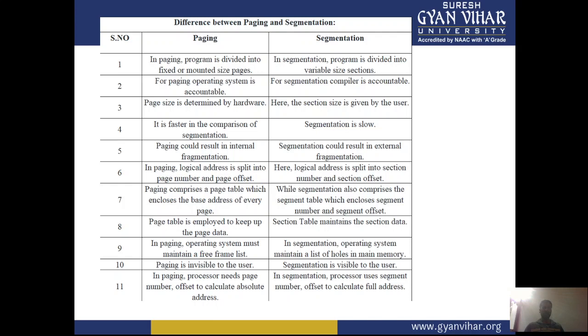In paging, the operating system must maintain a free frame list, but in segmentation, the operating system maintains a list of the holes in the main memory. In paging, the process needs the page number and offset to calculate the absolute address. But in segmentation, the process uses the segment number and offset as well. So these are certain things about paging and segmentation.